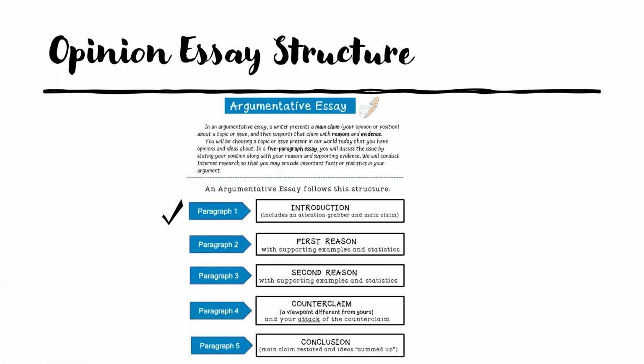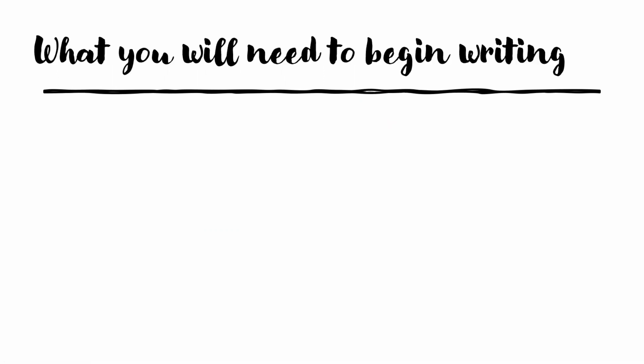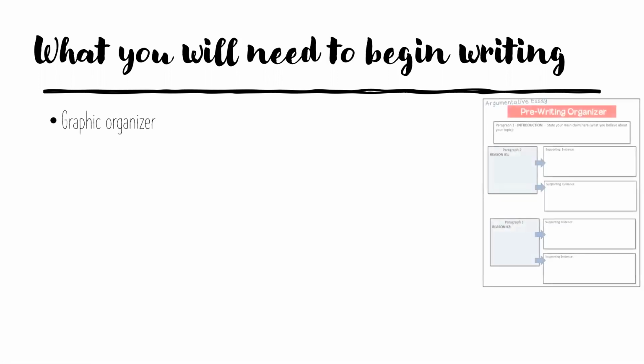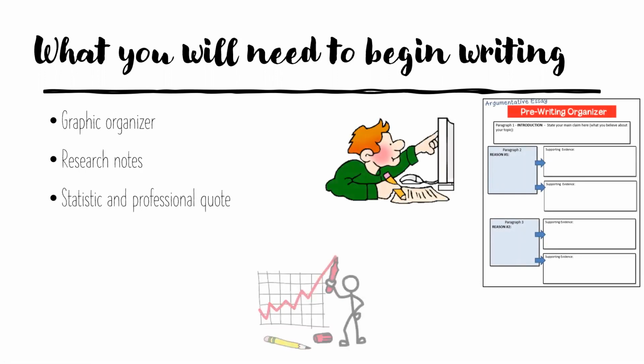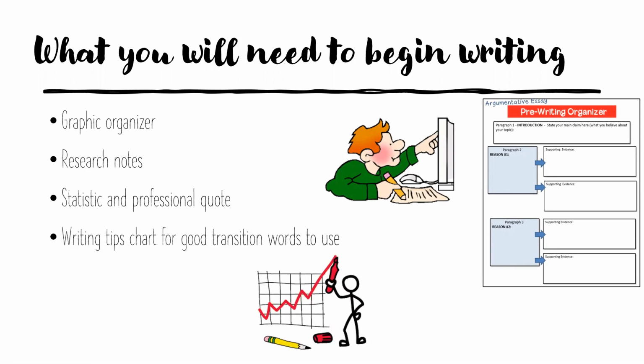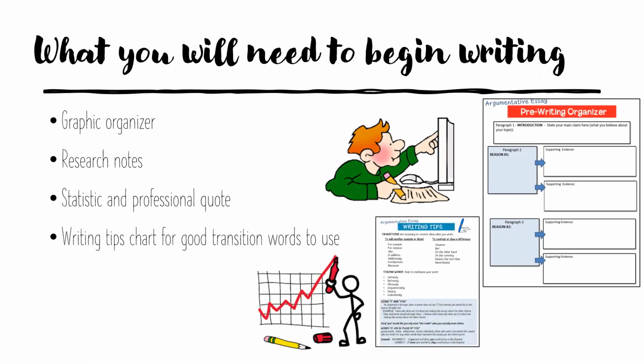So we have already written our introduction and our first body paragraph. Today we're looking at our second reason, so our second body paragraph. What you will need today to begin writing is your pre-writing graphic organizer, your research notes, your statistic and professional quote, and that awesome writing tips chart for good transition words to use. I've already seen some of you use that and it's awesome.